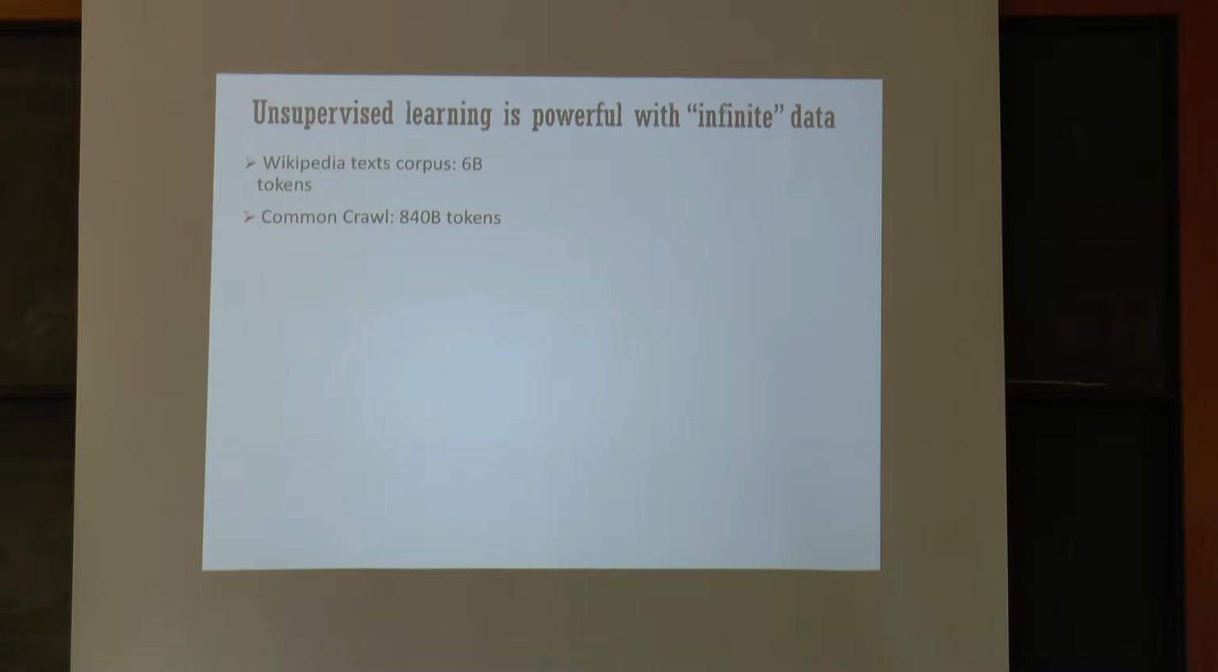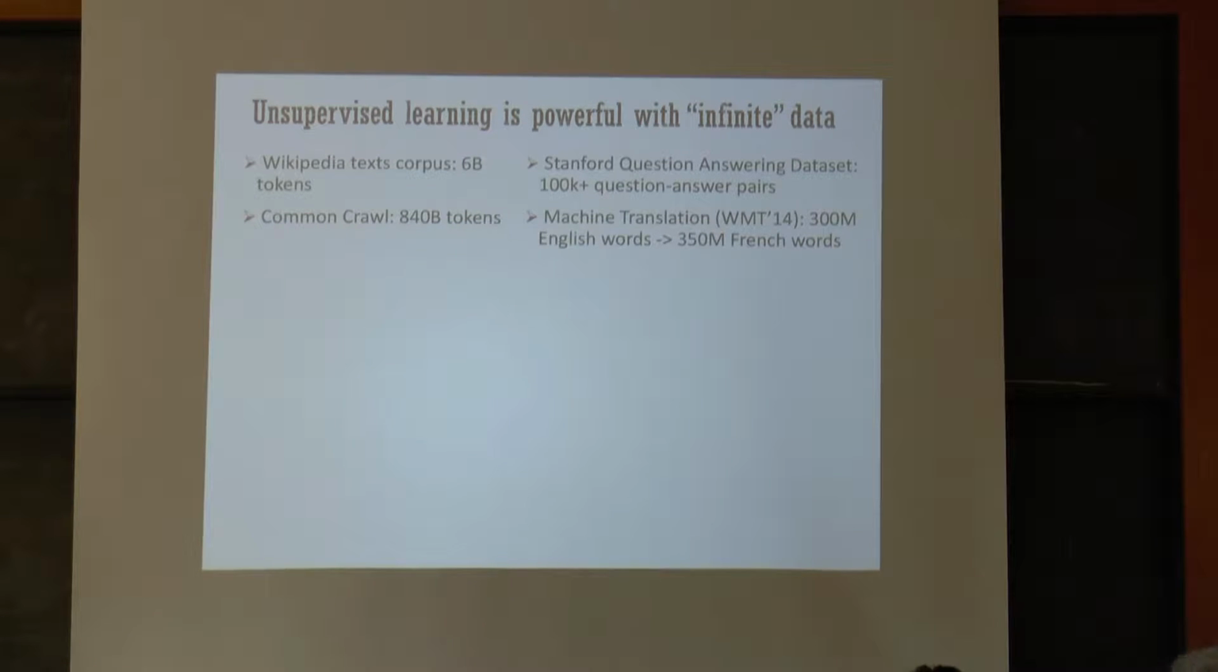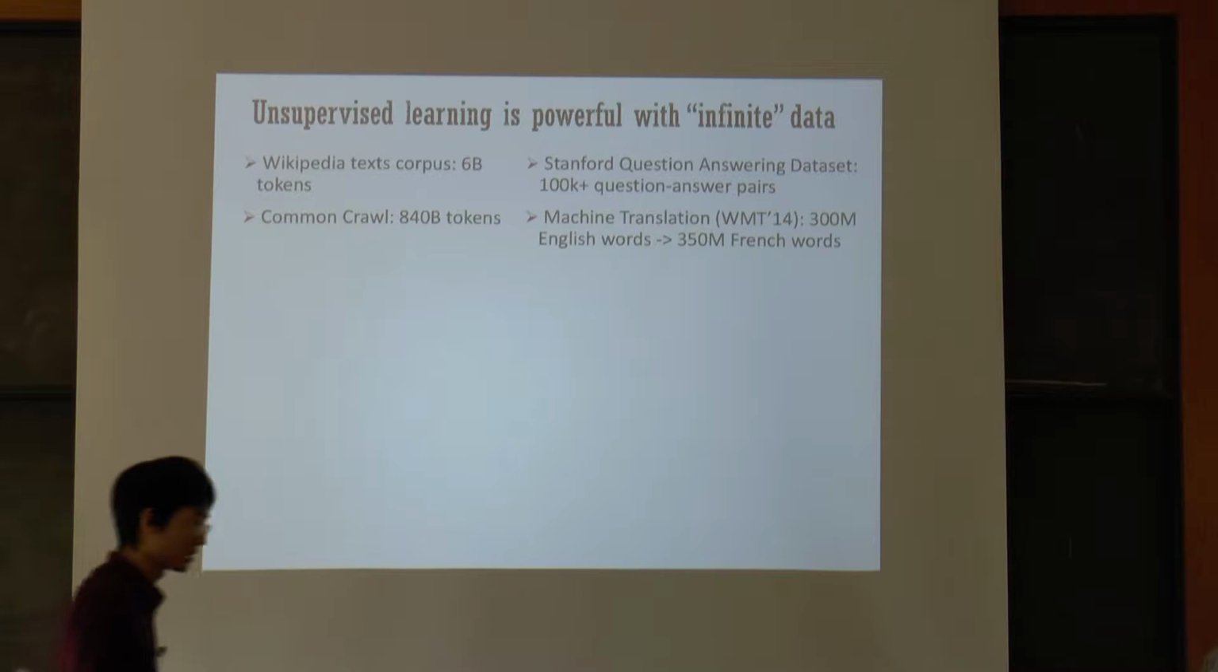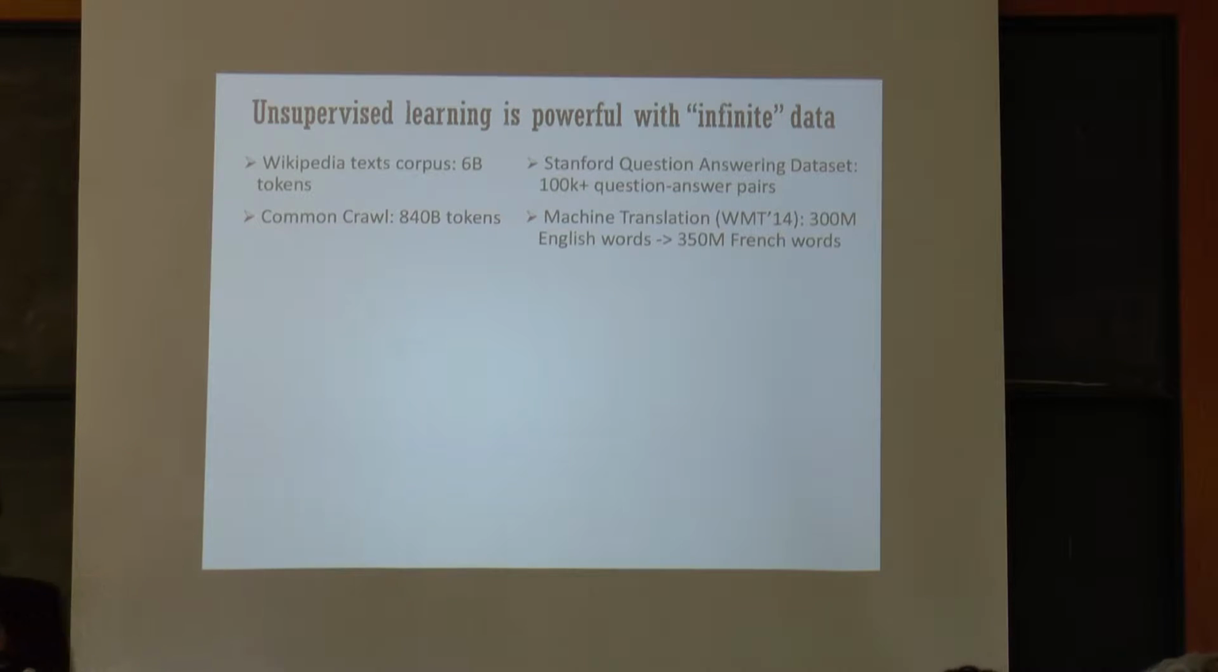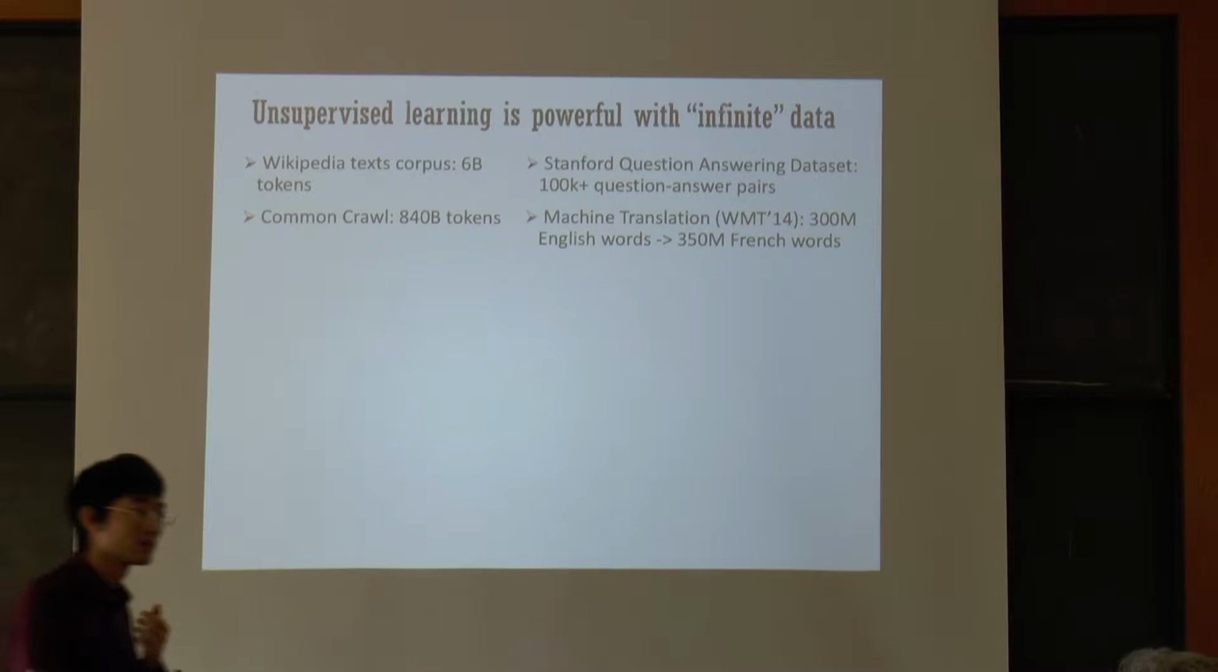And there's another bigger one, which is called the Common Crawl data set. This is basically a collection of all the documents online, and it consists of 840 billion tokens. On the other hand, compare this with a labeled data set. I'm going to use the Stanford Question Answering Data Set as an example. This is a data set with documents and questions, and the answers are considered as labels, and there are only 100,000 question answer pairs.